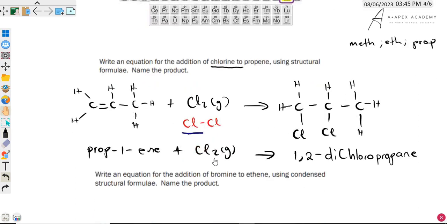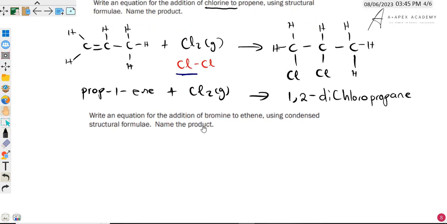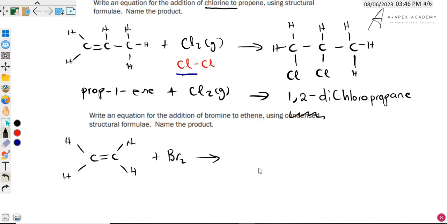Now let us look at another example. Write an equation for the addition of bromine to ethene. Same as that one, but now we are no longer adding chlorine, we are adding bromine. Remember that this is also diatomic. Let us use the structural formula, not the condensed structural formula. What do we have? We have ethene, which is a double bond between C. Oh, it's only two carbon atoms. Eth for two. So this has two hydrogen atoms, two hydrogen atoms. Then what are we adding? We are adding Br2. Remember, this doesn't have any catalyst.